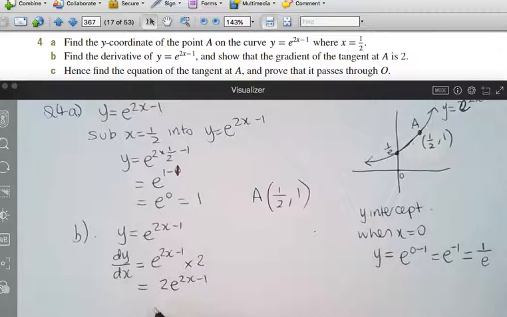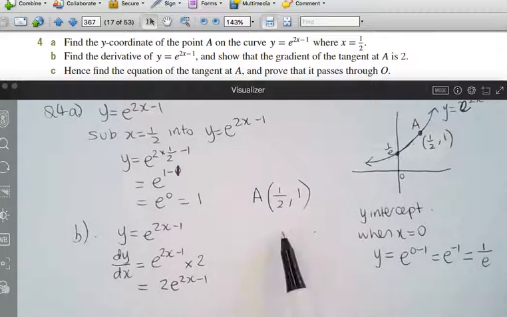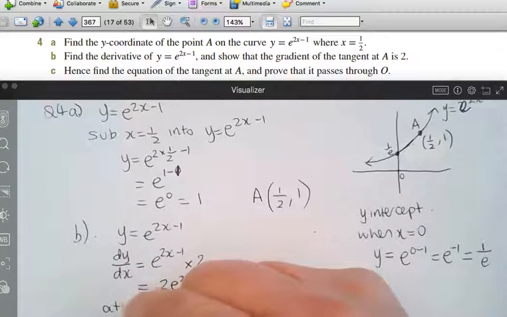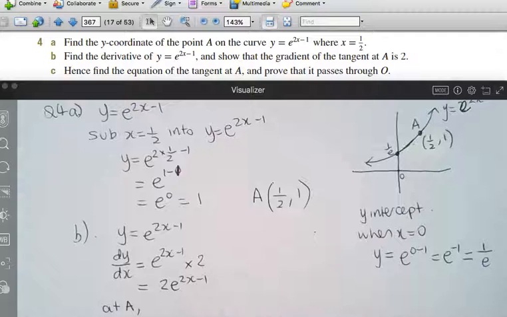Now what do I do? They want the gradient of the tangent at A. What do I do now? At A, what do I substitute in? What do I know at A?